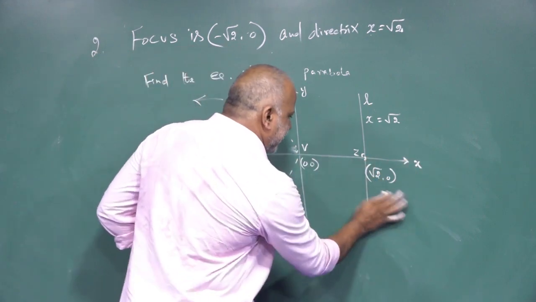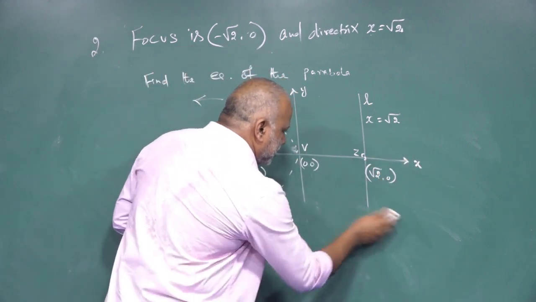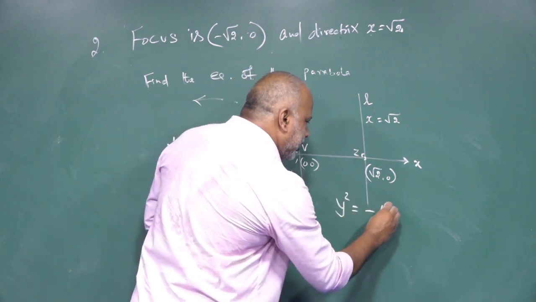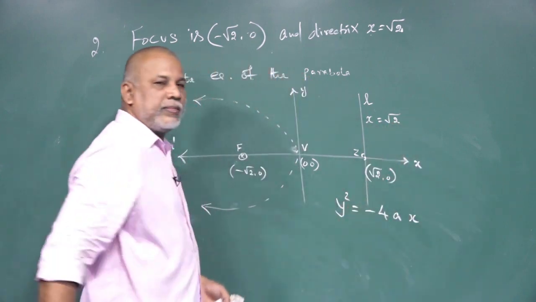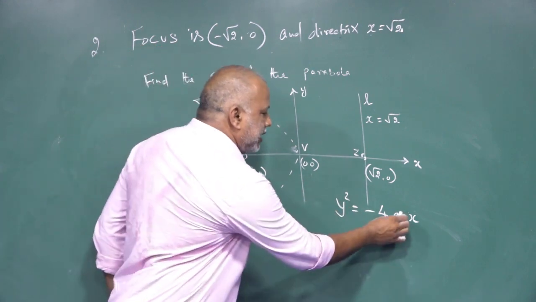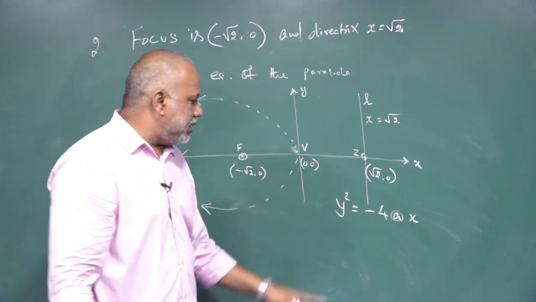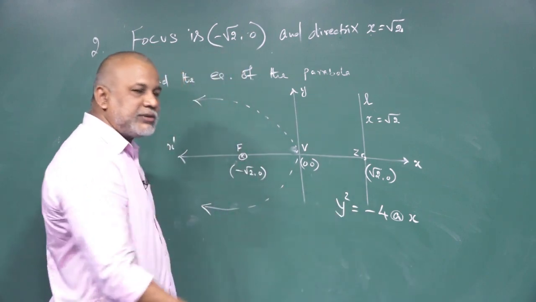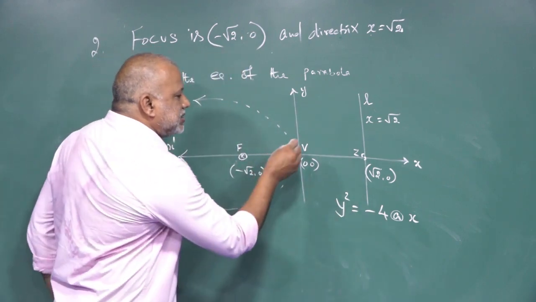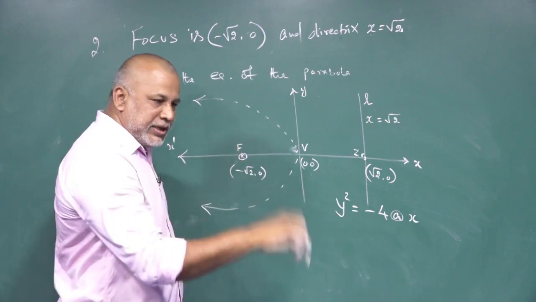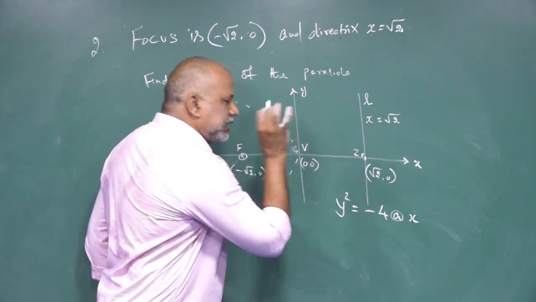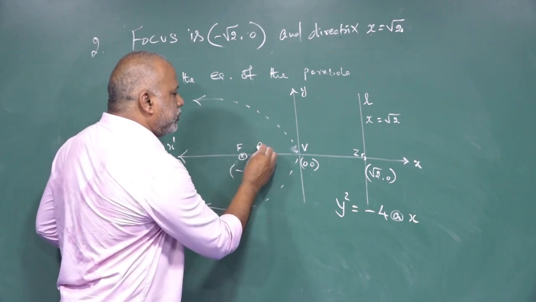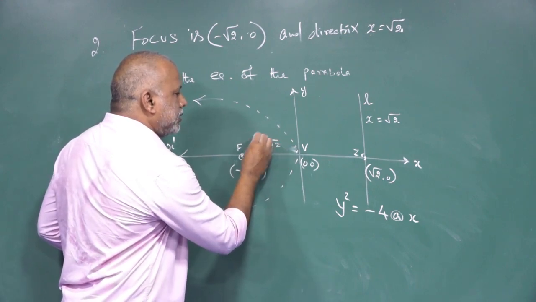What is the equation of type number 2? We already worked it out. Type number 2 is y squared equal to minus 4ax. Here what is the value of a? See here. We need a only because y and x are the variables. A is the constant we need. I already explained the meaning of a. It is the distance from the vertex to the focus. It must be equal to the distance from the vertex to the directrix. See here (0, 0), and here root 2. Therefore a must be root 2 only.